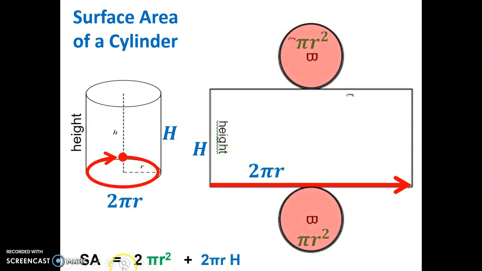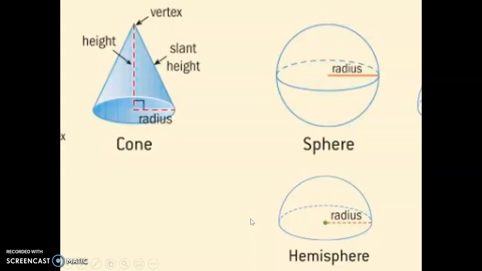So the surface area of a cylinder is 2 circles, 2 times pi r squared, plus the lateral area, which is actually 2 pi r, because we know this is the circumference of this circle, times h. So this formula is really important to remember, and it's best if you really understand why it is what it is. So again, 2 circles plus the lateral area, which is this rectangle, which is 2 pi r times h. Great. With all of that, we can now move on to cones and spheres.